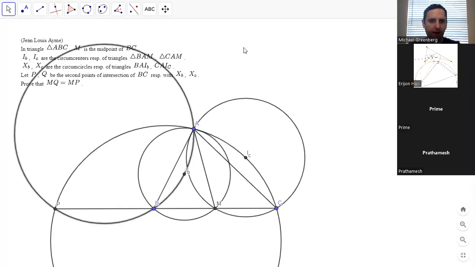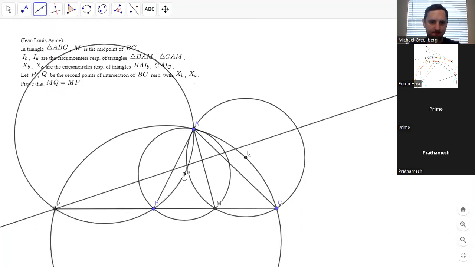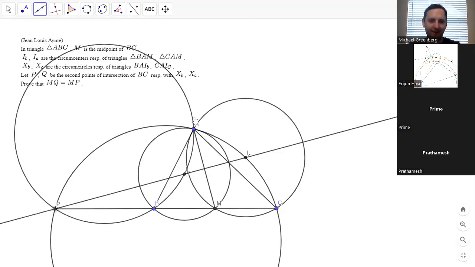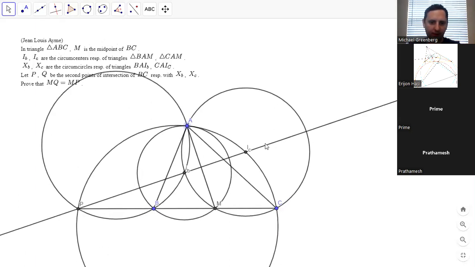I wonder if P, IB, and IC are collinear. Yeah, maybe we can angle chase. It does look like they're collinear. Let's see. So I wonder if that has to do with it. So basically that would mean P lies on the perpendicular bisector of AM, right? Yeah, they are collinear.